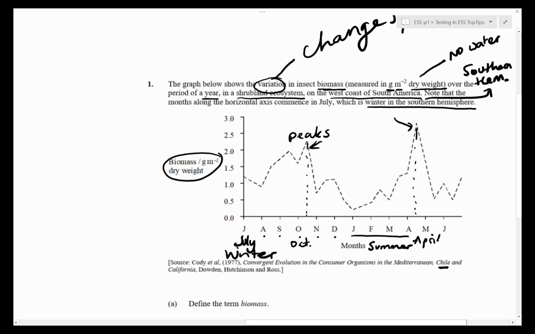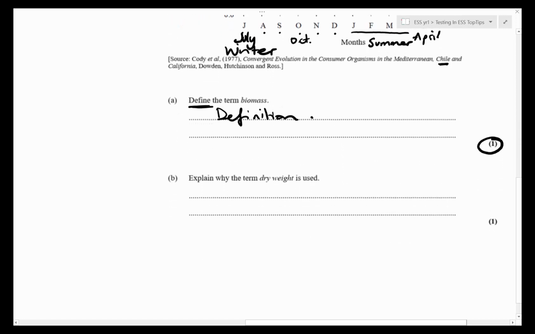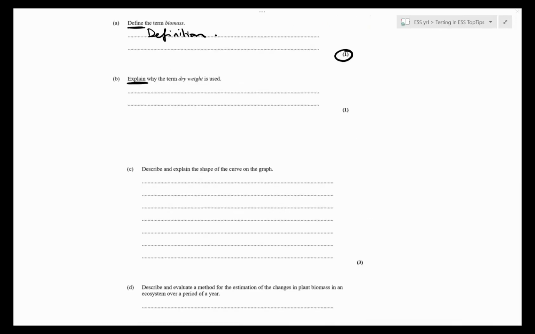Now we're going to proceed in this question. The first question, we look at the mark number, and we look at the command term, and this one's defined, so all it wants is a definition. So you give a definition of biomass. Okay, then we move on, and it wants you to explain, as another command term, why the dry weight is used, and that's to do with being able to make fair comparisons of the organisms and ecosystems.